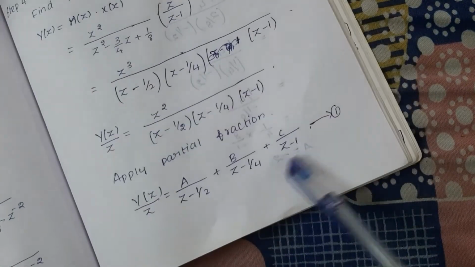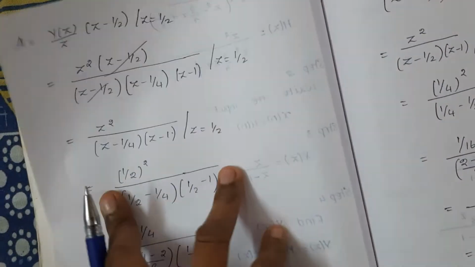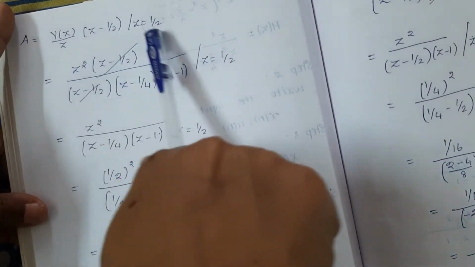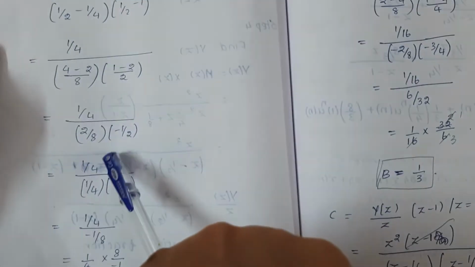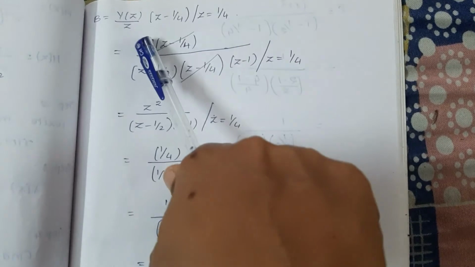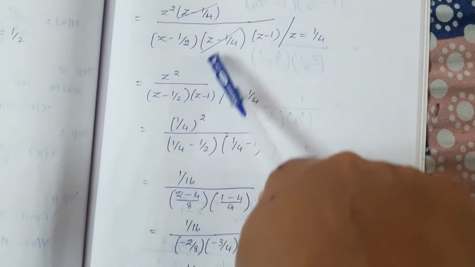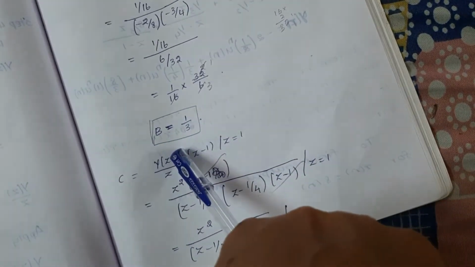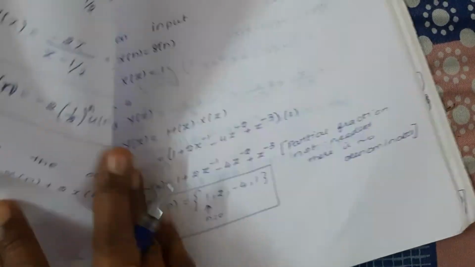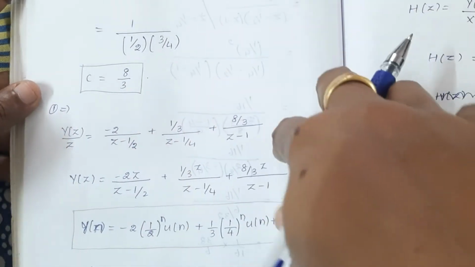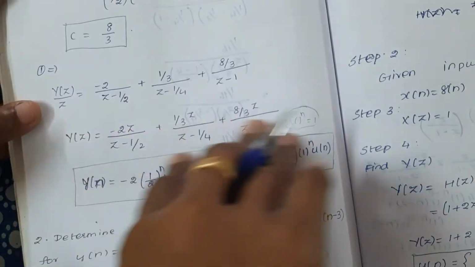Apply the partial fraction method and find the different values a, b, c. First, a we solve by this method: Y of z by z, minus 1 by 2, at z equal to 1 by 2, and we will get a value as minus 2. Similarly solve for b. So b is equal to Y of z by z, minus 1 by 4, when z equals 1 by 4. By solving, we will get b as 1 by 3. Similarly solve for c, and we get c value as 8 by 3. Substituting a, b, c in the given equation, we get Y of z in this form.